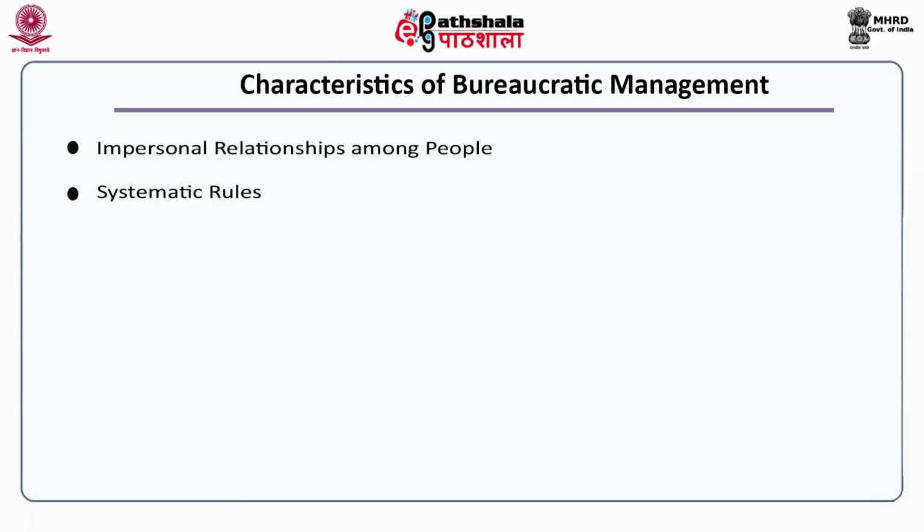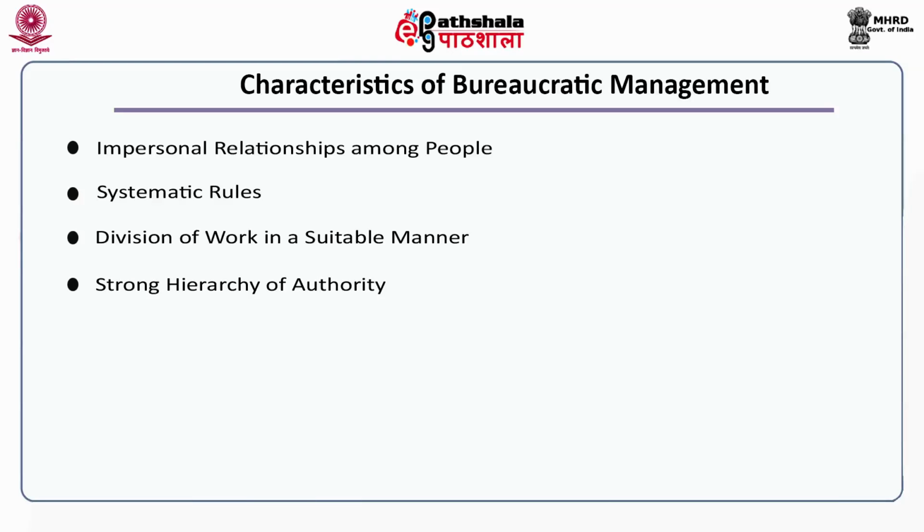Second feature is systematic rules. In order to manage the activities of the organization, systematic and proper rules should be made and these should be strictly applied. Number 3 is division of work in a suitable manner. The work should be divided in an organization on the basis of specialization. An employee should be assigned a work in which he or she is an expert.